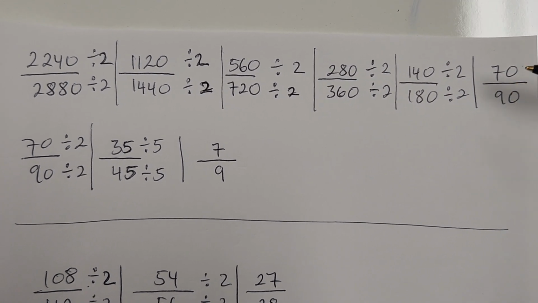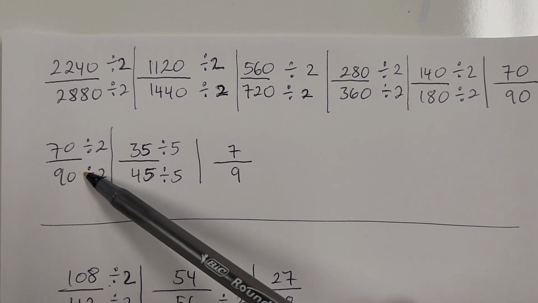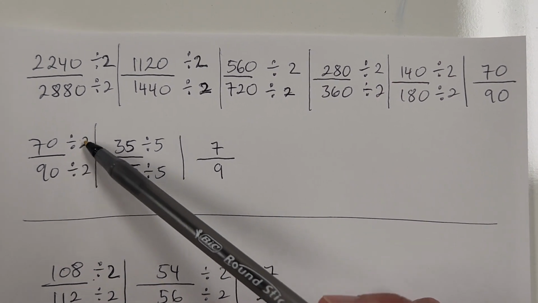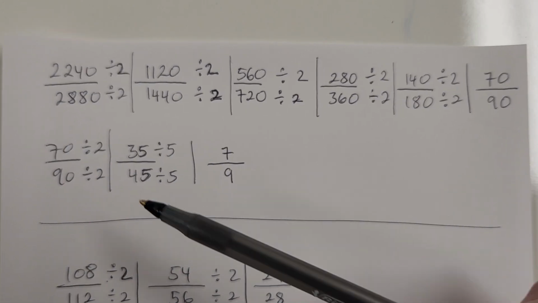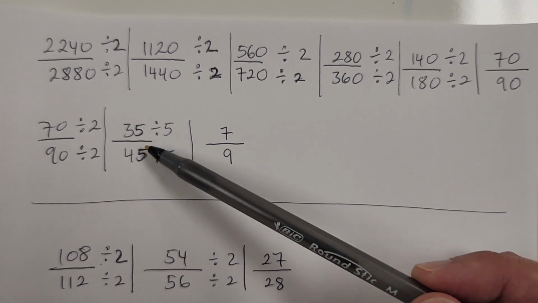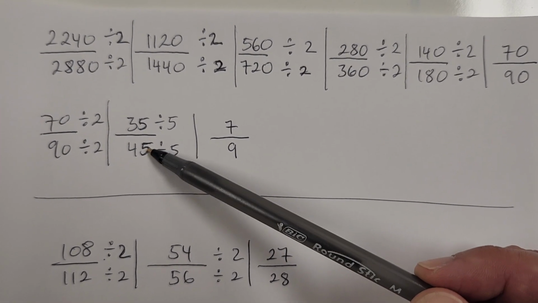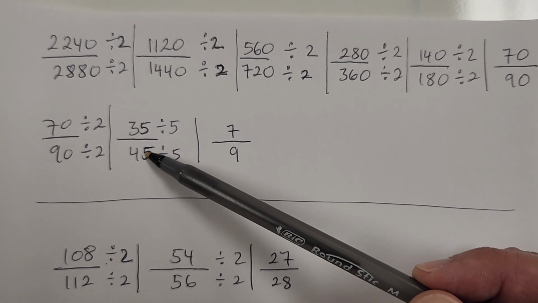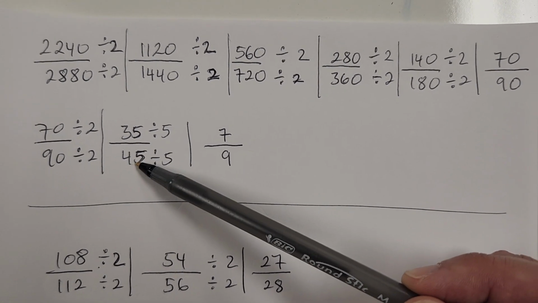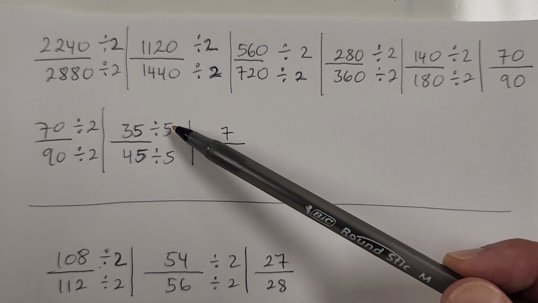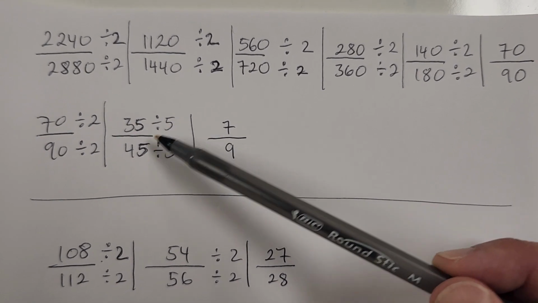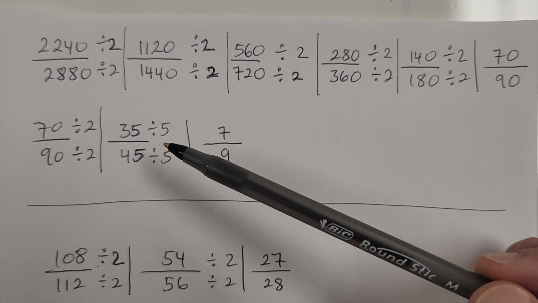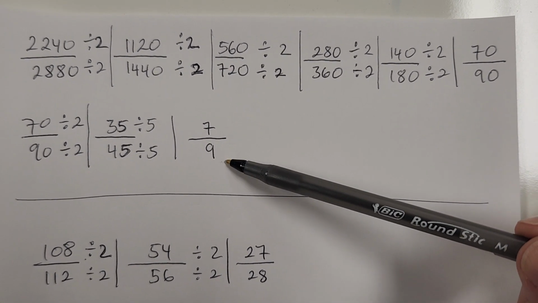I'm going to bring this 70 and 90 down here because I need the space. Okay, so divide by 2 again, I get 35 over 45. Now I cannot divide by 3 because it doesn't work on 35 and 45. I cannot divide by 4 because it won't work. So the next number I'm going to use will be 5. So 35 divided by 5, 45 divided by 5, and that gives me 7/9.